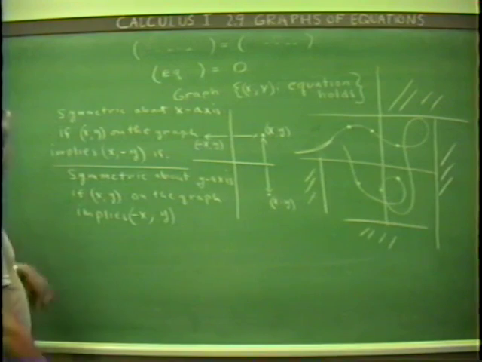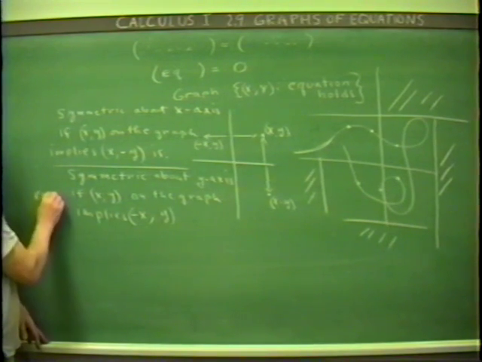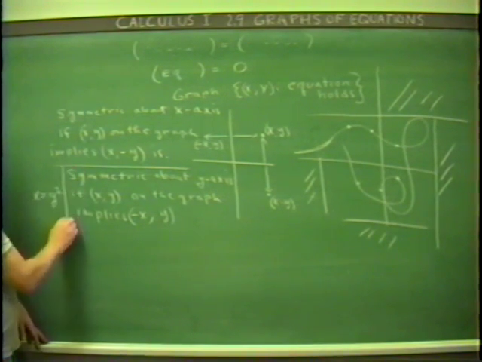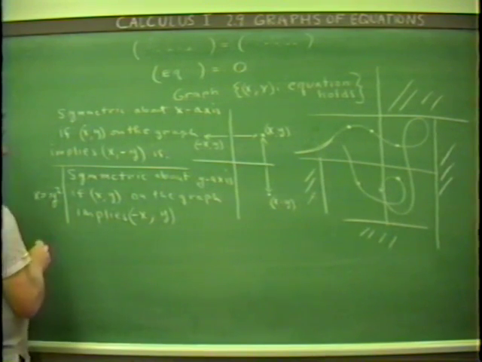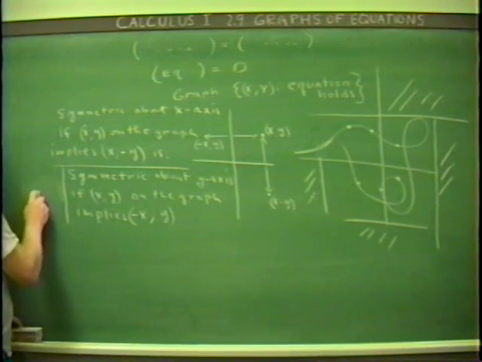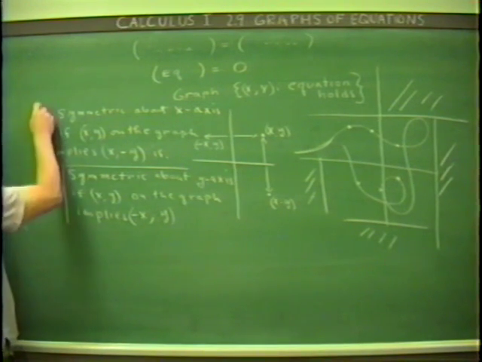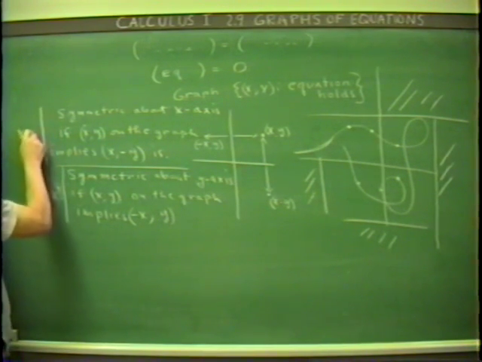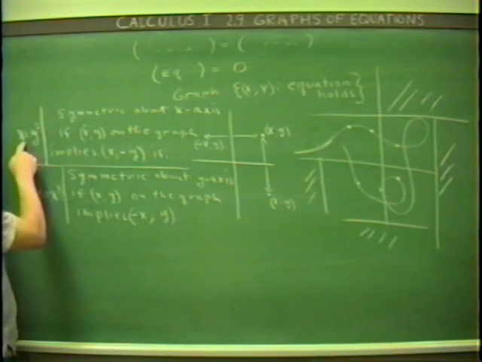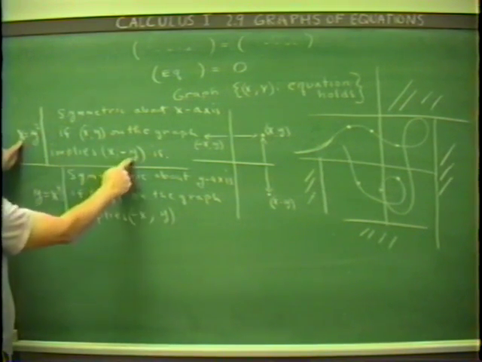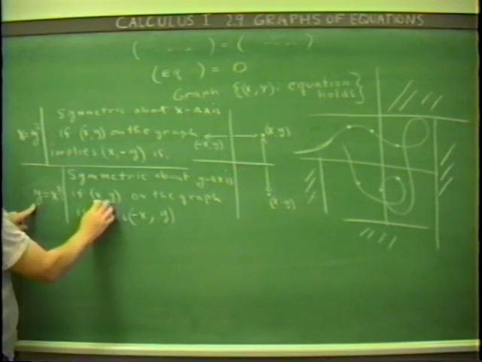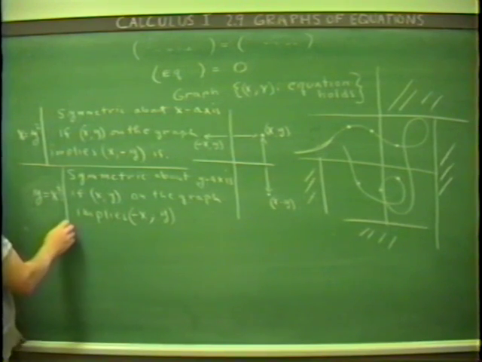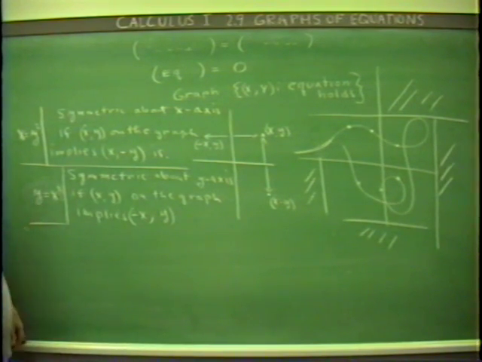An example of this would be x equals y squared. Whenever you have a point (x, y) on the graph, then (x, -y) is also on the graph. Here, whenever you have a point (x, y) on the graph, then (-x, y) is on the graph. And so this is symmetric about the y-axis.